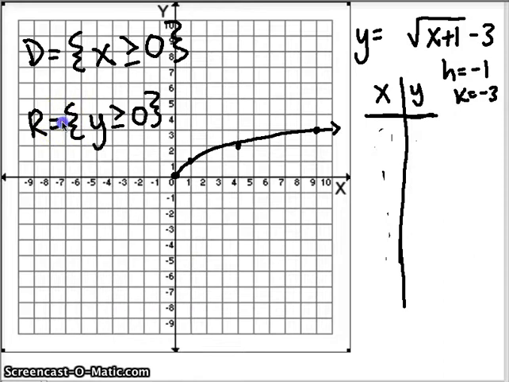Let's see if our theory is correct here. So this point should get shifted left 1 and down 3. So let's see what happens if we have an input of negative 1. Well, negative 1 plus 1 is 0. Square root of 0 is 0. And negative 3 is our output. So negative 1, negative 3, well, that is our point.